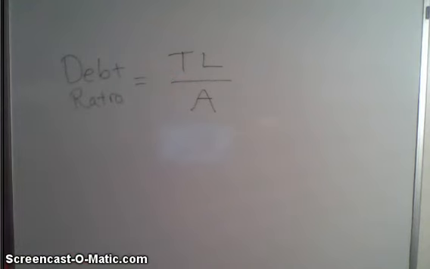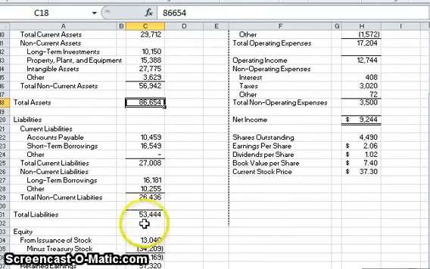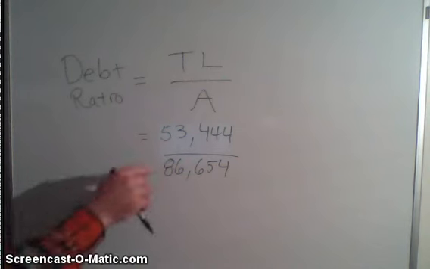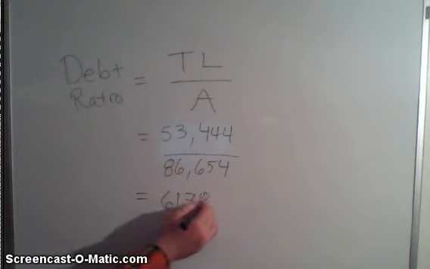So if we go over to Coca-Cola, their total liabilities were 53,444. Their total assets are 86,544. So I've written these numbers out on the dry erase board. 53,444 divided by 86,654. That comes out to 0.617 or 61.7%, which means about 62% of the company is funded by borrowed money.